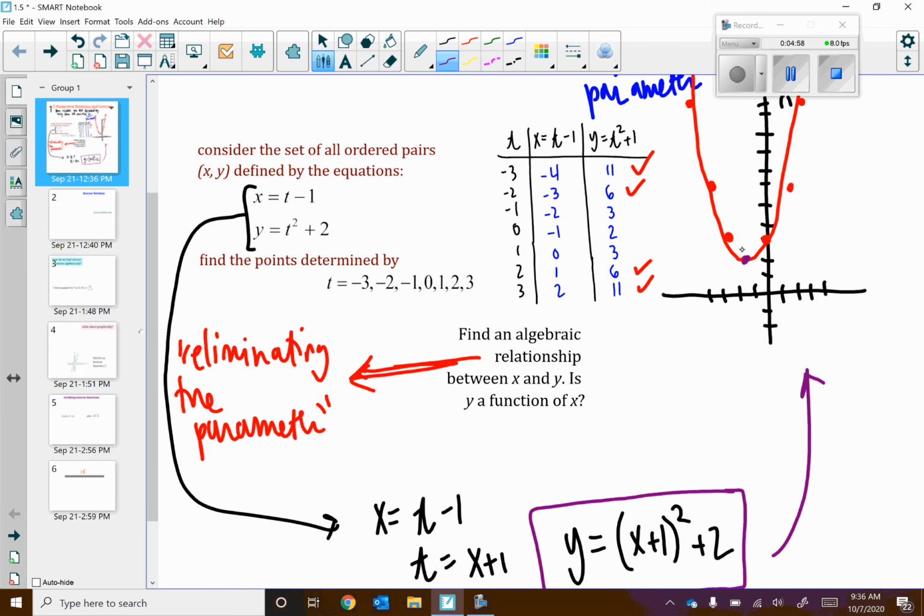Now, if you weren't able to see that from the equation, that's okay. But the last question is, is y a function of x? And the answer is yes. So that's a very small intro to parametric relations.